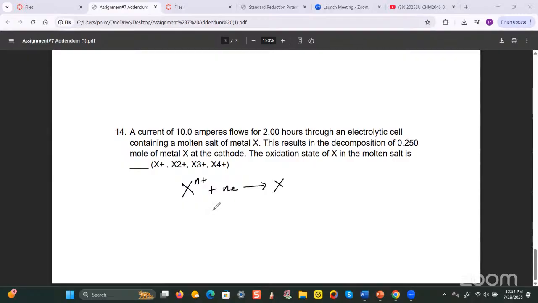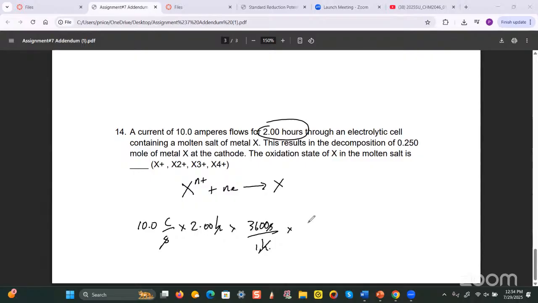Let me see. What I would do is start off with the 10.0 amperes, which is the same thing as coulombs per second. And then I would try to find out how many coulombs have passed through. That means we have to multiply by the time in seconds, right? They gave us the time in hours. So we have to do some conversion here. So I would multiply this by 2.00 hours, multiply by 3,600 seconds over 1 hour, right? So the seconds will cancel out and the hours will cancel out. So you'll be left with coulombs.